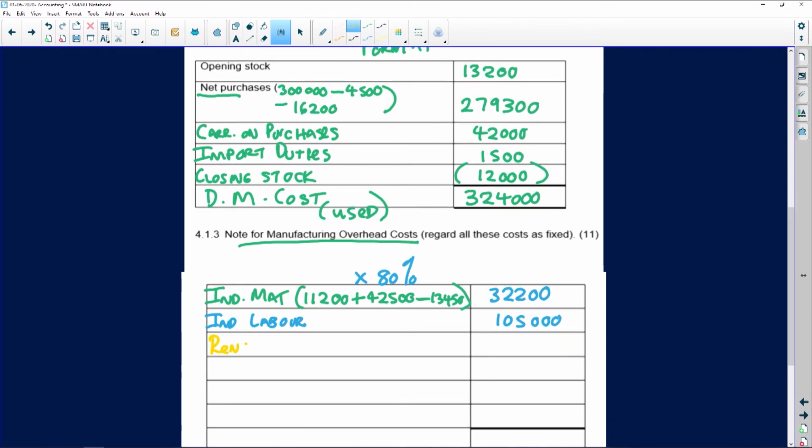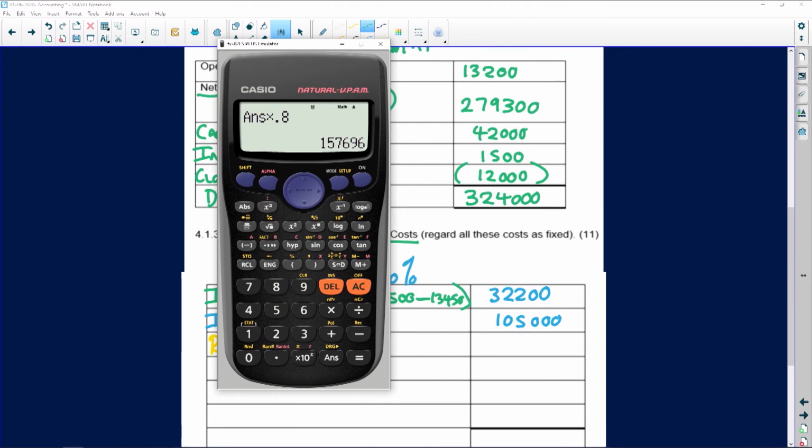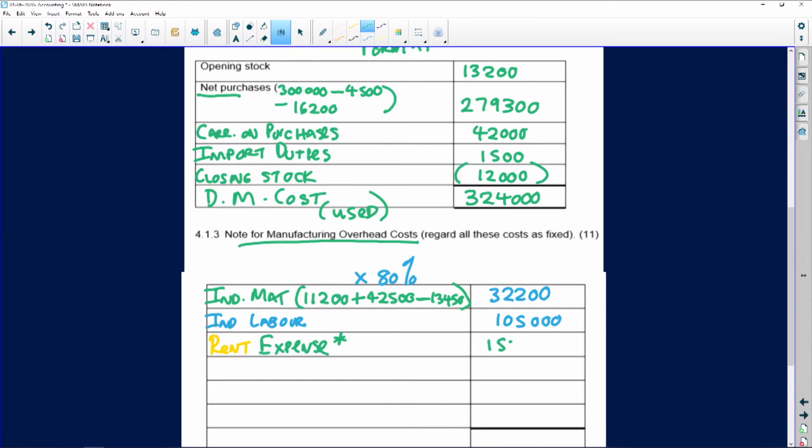So my rent expense, not a nice color, so let's change that. Rent expense, guys, for the factory, and remember, I want to show my calculation, so I'm telling the examiner that I have shown calculations, right? And that amount is 157,696. Okay, right, now we don't have much time left, and the rest of the calculations, guys, are quite straightforward. When I say straightforward, we've actually done this before.